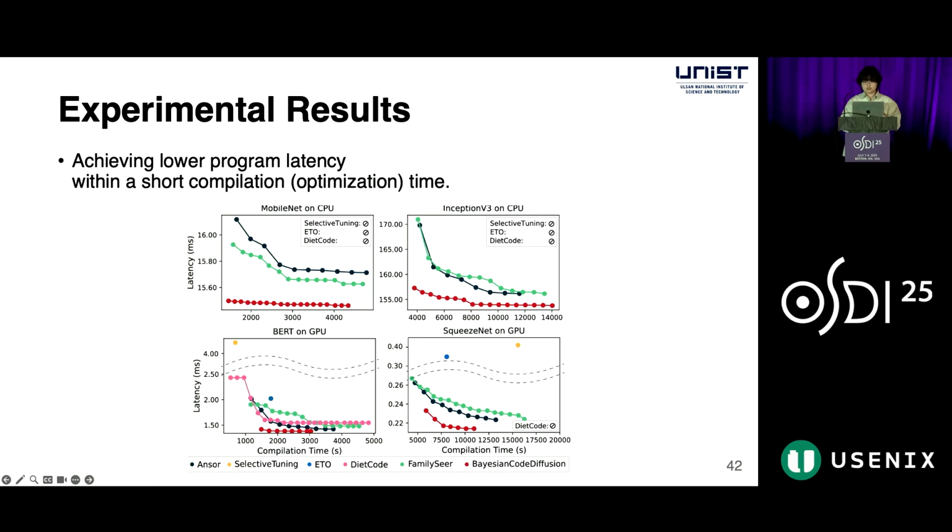And this slide shows how program execution latency changes over compilation time for both CPU and GPU. As shown in the figure, Bayesian code diffusion was able to discover better programs within a shorter compilation time.